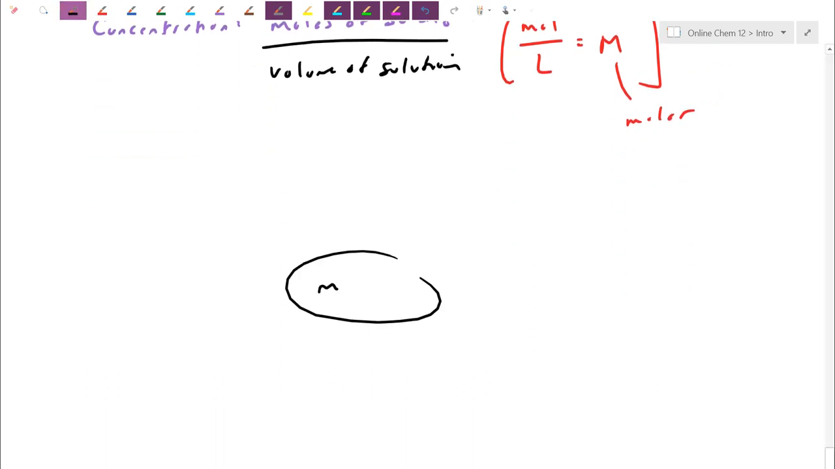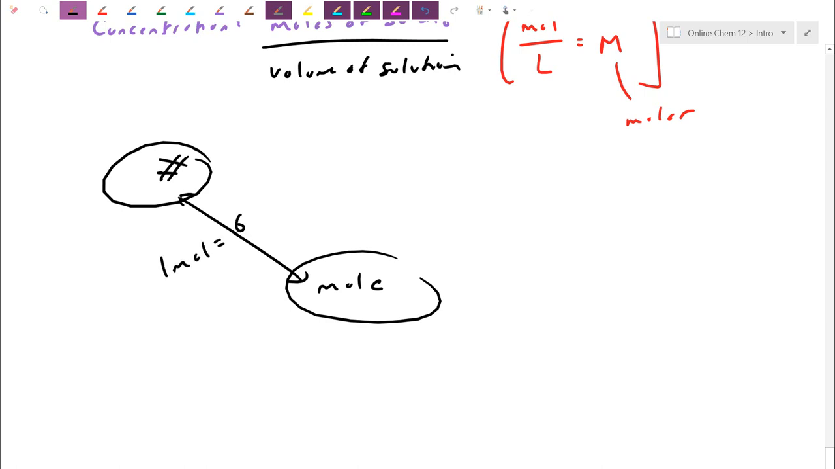We started seeing that the mole was in the middle of these conversions here. Whenever you wanted to crack open the mole and actually figure out how many are inside, we use Avogadro's number. 1 mole is 6.02 times 10 to the 23. You have to be careful, especially with molecules and atoms. I'll do a quick practice question for you there.